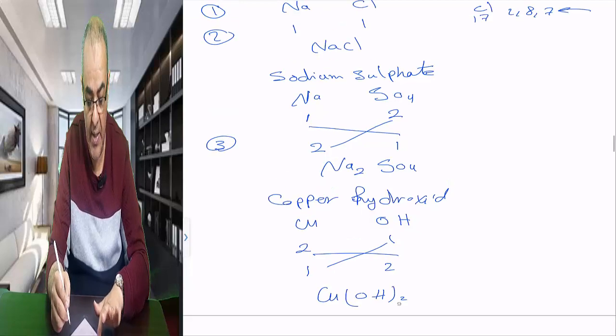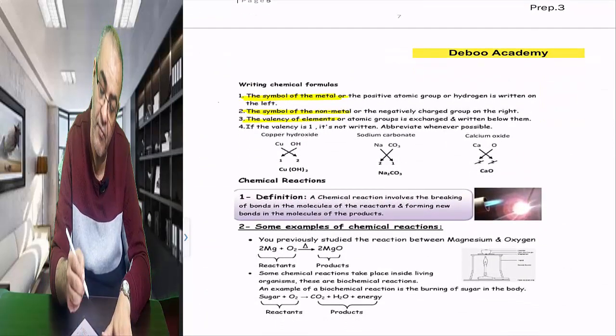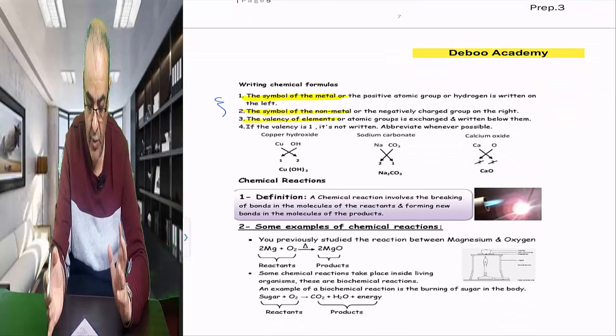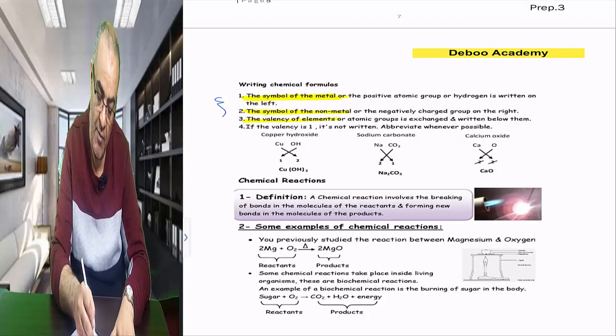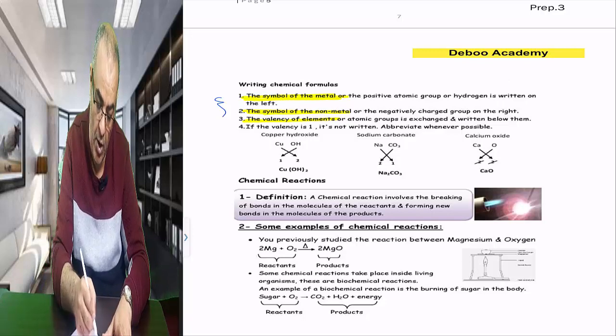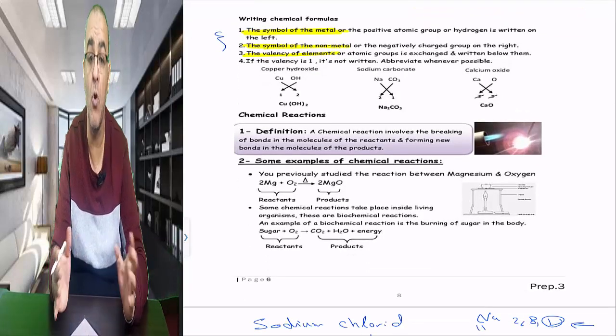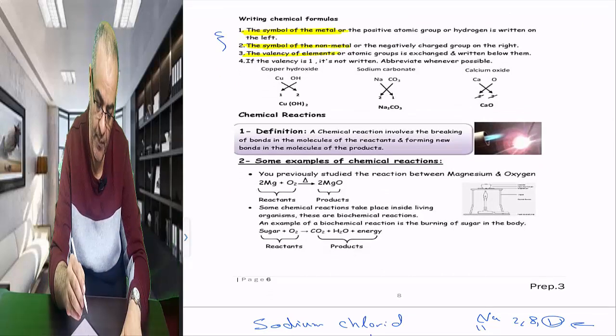So there are 3 simple steps. 1. The symbol of the metal and the non-metal, or the radical, of the formula. 2. The valency of the elements that share in the compound. And the third is the cross between the 2 atoms, or 2 components of the compound.